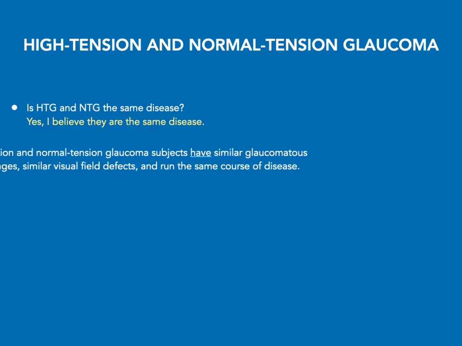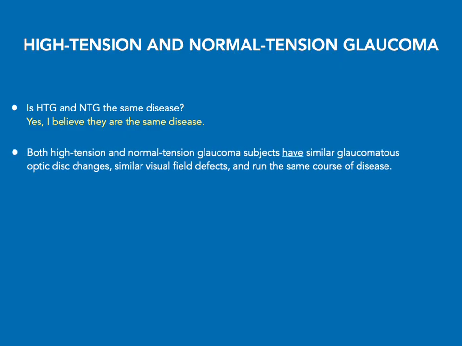High tension and normal tension glaucoma. Are HTG and NTG the same disease? Yes, I believe they are the same disease. Both high tension and normal tension glaucoma subjects have similar glaucomatous optic disc changes, similar visual field effects, and run the same course of disease.